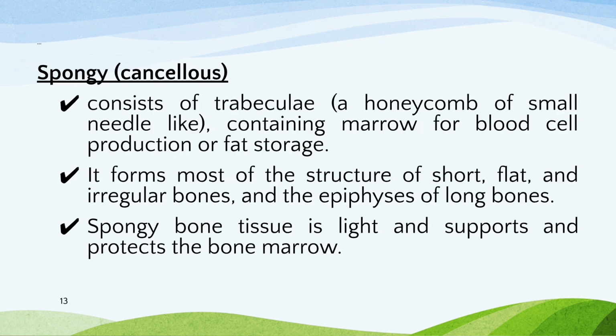In contrast, spongy or cancellous bone consists of trabeculae, which form a honeycomb of small needle-like structures containing marrow for blood cell production or fat storage. It forms most of the structure of short, flat, and irregular bones, as well as the epiphyses of long bones. This spongy bone tissue is light, and it supports and protects the bone marrow.